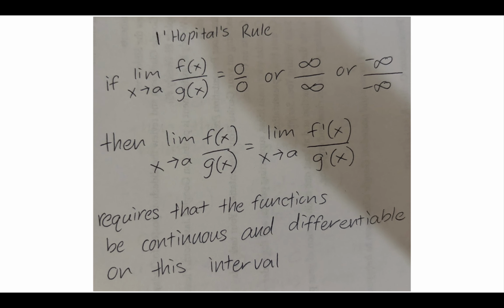So, L'Hopital's rule states that if the limit of x to the a of f of x over g of x, these can be any functions, gives you a result of 0 over 0, or infinity, or negative infinity over infinity. So these are the indeterminate forms that we were discussing. Then the limit of x to a of f of x over g of x is equal to that same limit, but instead now we have the derivatives of these two functions.